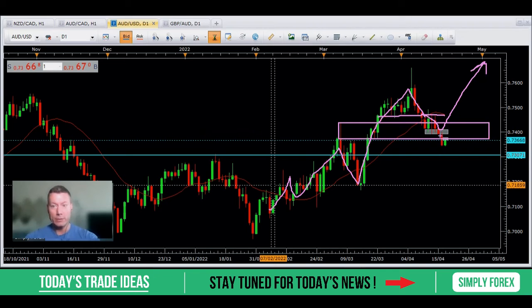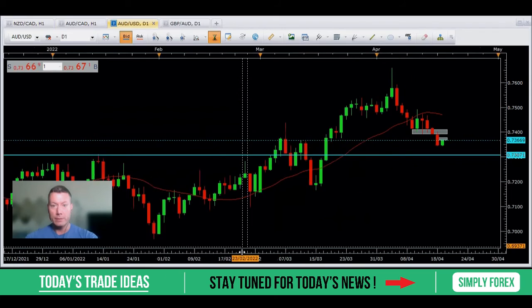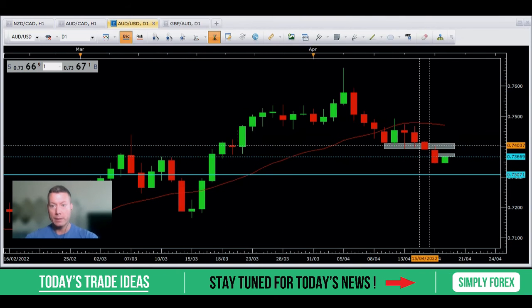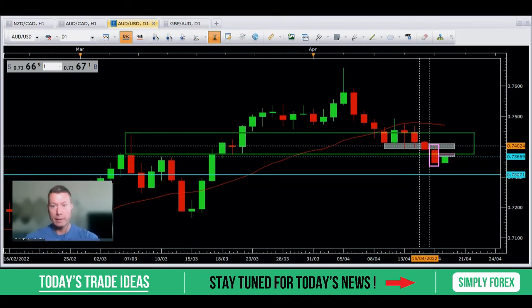Instead, with this candle, yesterday's candle, it broke this area. Yeah, so this candle here broke this area of support. Okay, could have bounced off there, it didn't. Instead, yesterday's candle broke that zone.